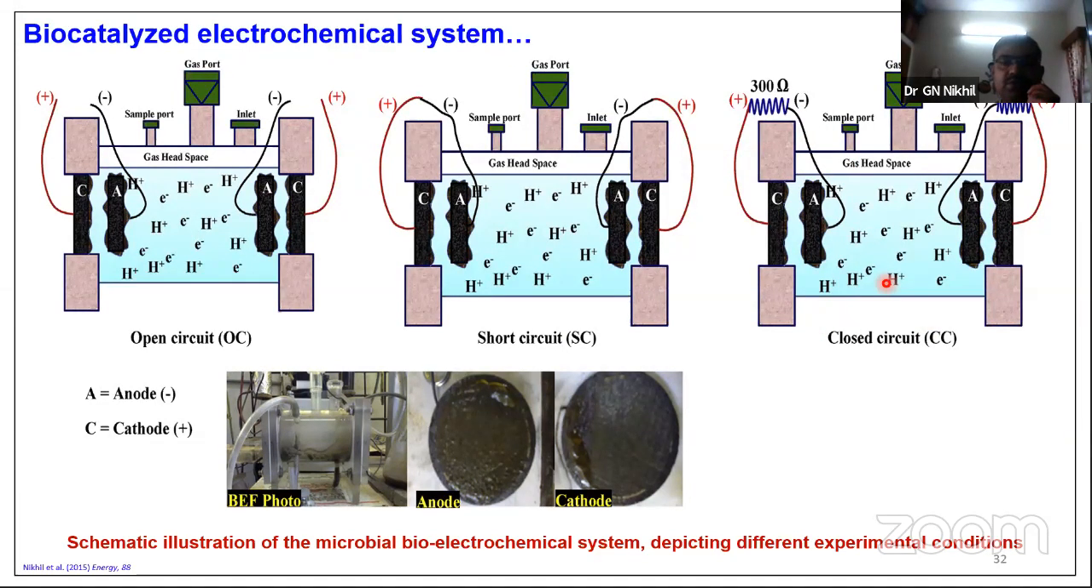For this particular system, since the configuration has changed, again polarization studies were carried out, and accordingly we found that 300 ohms is suitable for this particular reactor to run. And that's how we have run these 3 reactors.